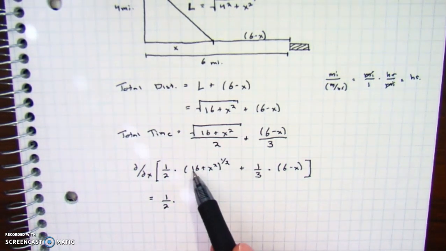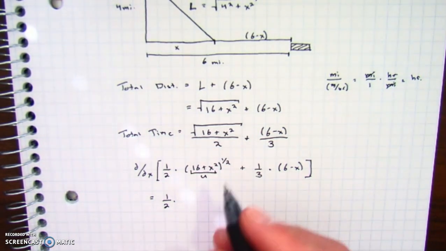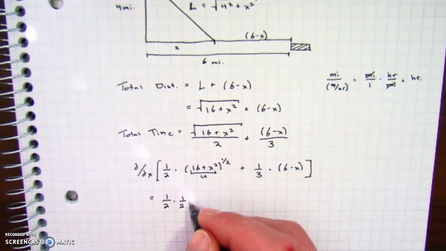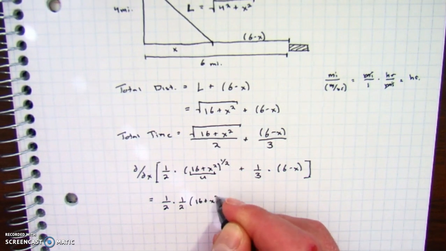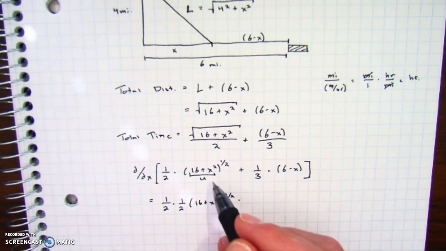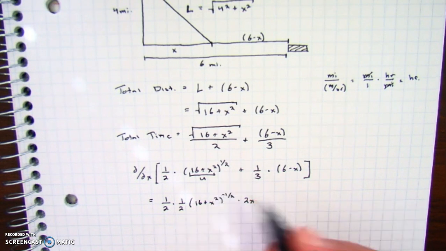So I've got to take the derivative, we'll call this u. So if this is u, I'm going to have 1/2 times 16 plus x squared to the negative 1/2 times the derivative of the inside, which is just 2x. All right, so that's the first part.